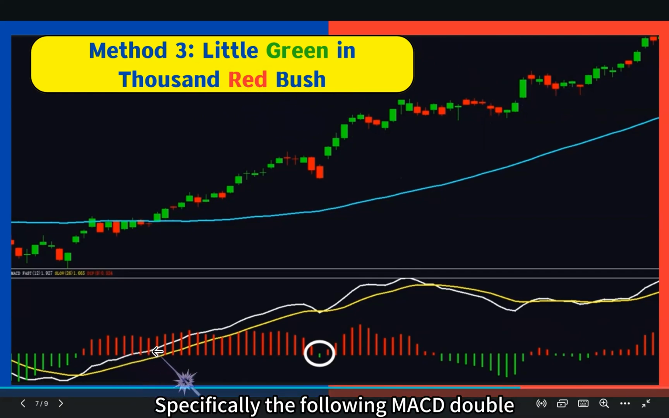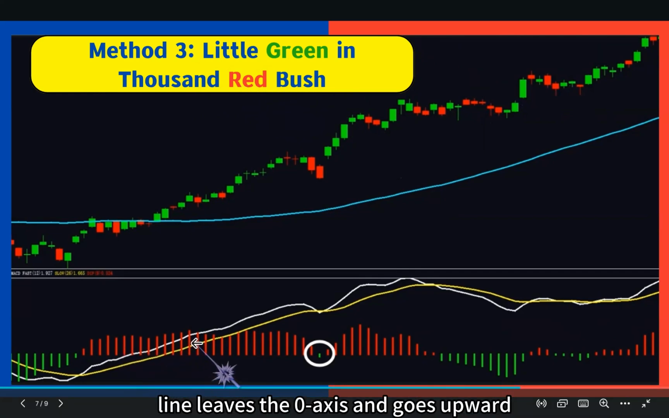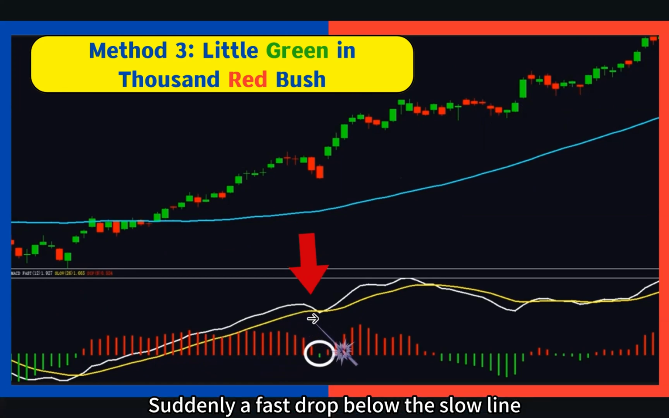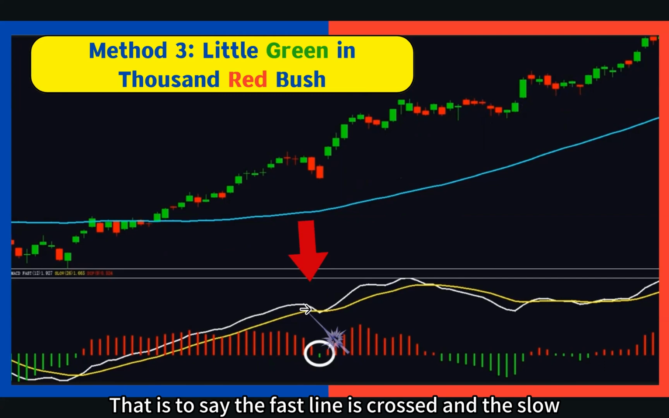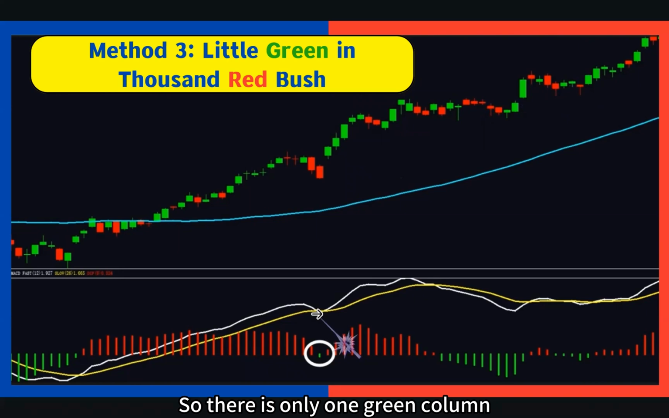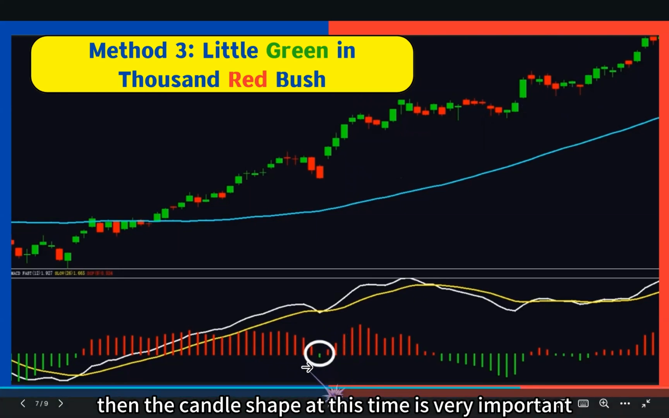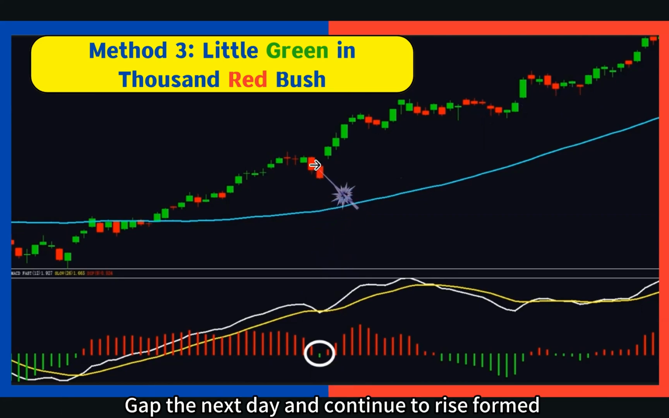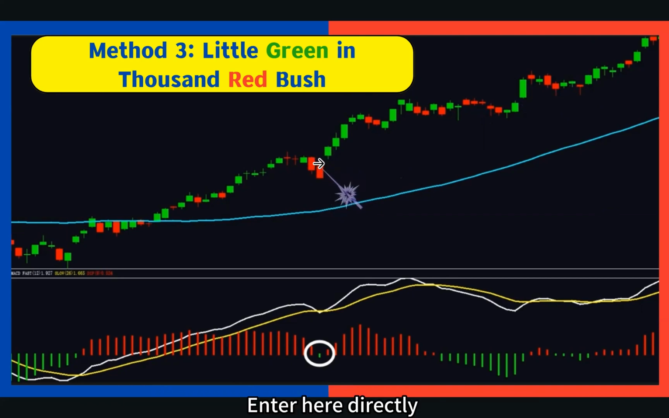Specifically, the MACD double line below leaves the zero axis and goes upward. Suddenly, the fast line drops below the slow line. That is to say, the fast line crosses below the slow line, but soon a gold cross appears, so there is only one green column. Then the candle shape at this time is very important. It happened to be a negative line for the day before. Gap up the next day, continuing to rise from a breakout line. Enter here directly, followed by a very good rise.